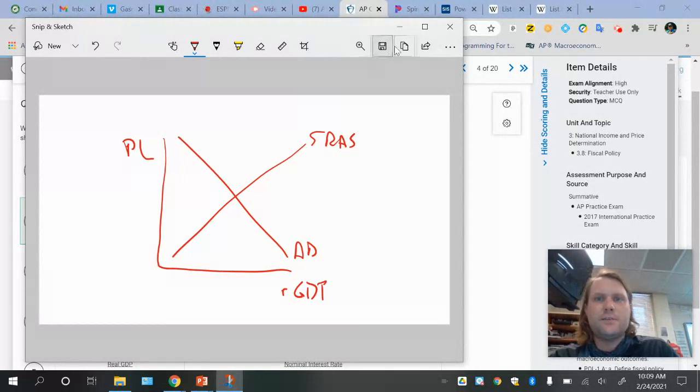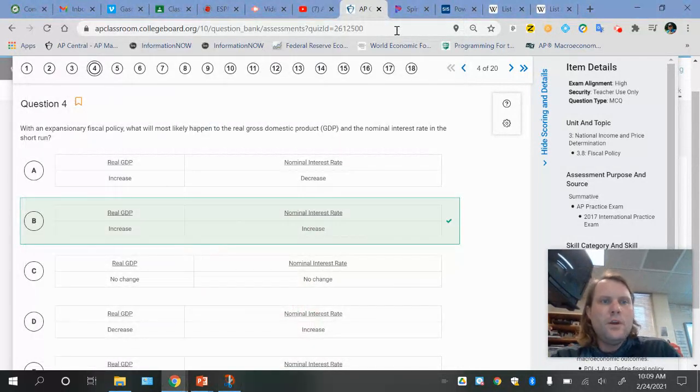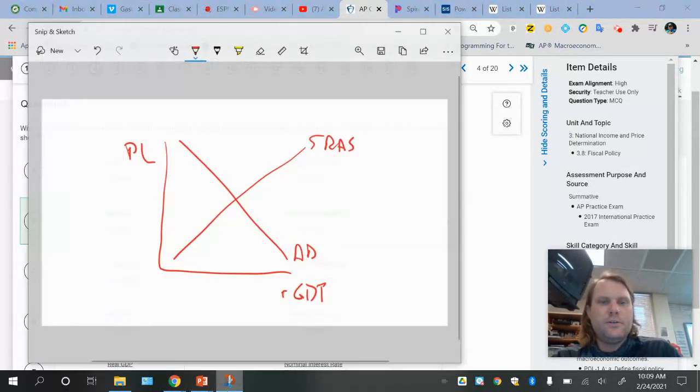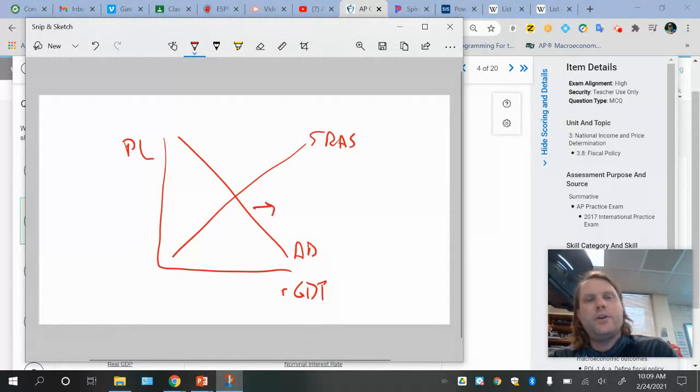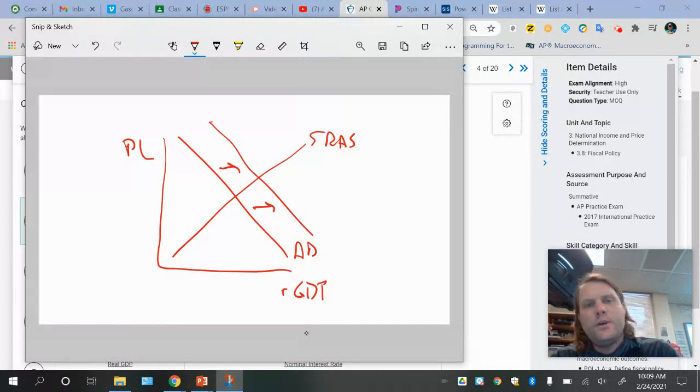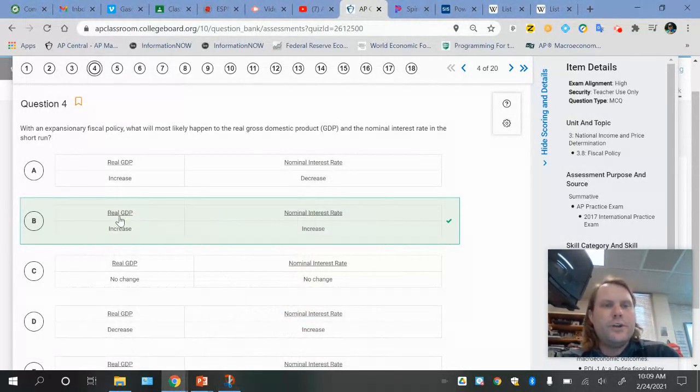So it's asking us about expansionary fiscal policy. All right, we've got to tie that in. We have to know that that's going to increase our aggregate demand, okay? And when we increase our aggregate demand, we should know that price level and GDP are going to increase. Let's find the answer that says that. Real GDP goes up, nominal interest rate goes up, would be your best answer there.